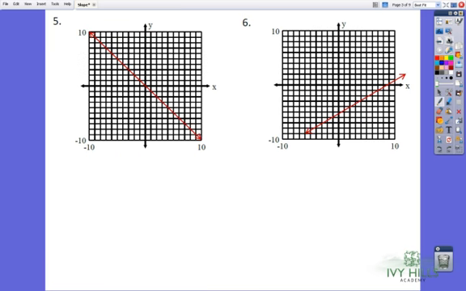For number 5, we find a point right here and a point right here. We're going down 1 and over 1, so that would be negative 1 and 1. Slope again is rise over run, and in this particular case negative 1 is my rise because I went down 1. 1 is my run, so it would be a positive 1, and slope is negative 1.